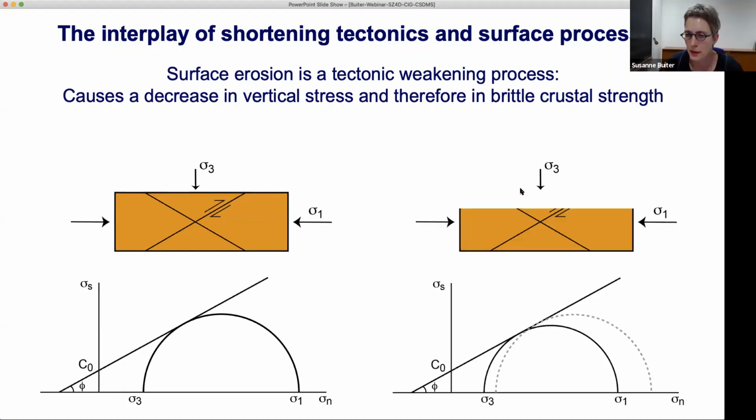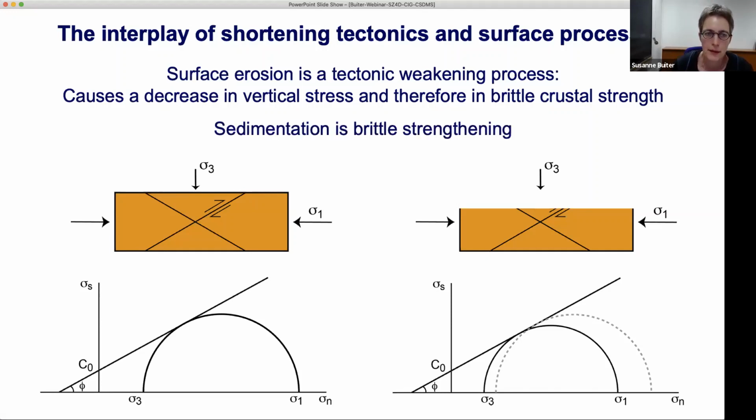If I remove material, I'm reducing the overburden stress, so my Mohr circle moves towards the left. And you can see that you now need less differential stress to bring the material to failure. So it's easier to fail, so it has become weaker in a tectonic sense. So erosion is weakening in shortening, and sedimentation is brittle strengthening.